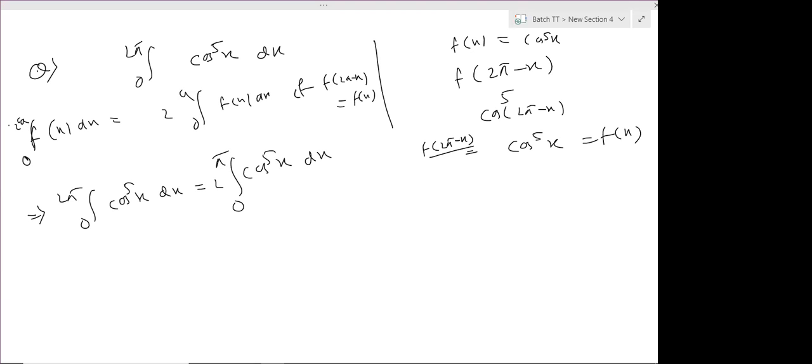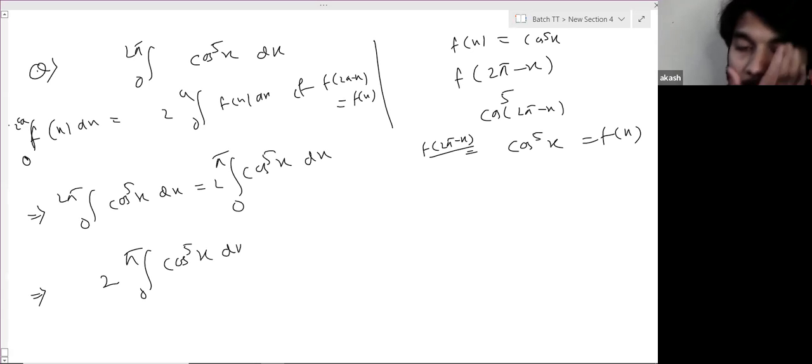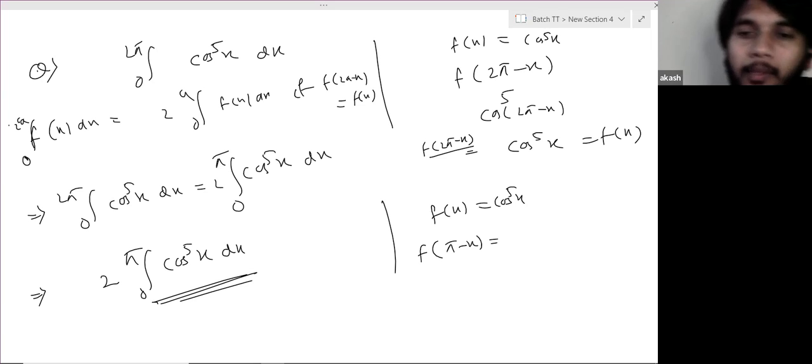Now this integration is 2 times the integral from 0 to pi of cos 5x dx. I can again use this property in this integration. Let's find out. This f of x is again cos 5x, but now f of 2a minus x will be f of pi minus x. This thing is clear?